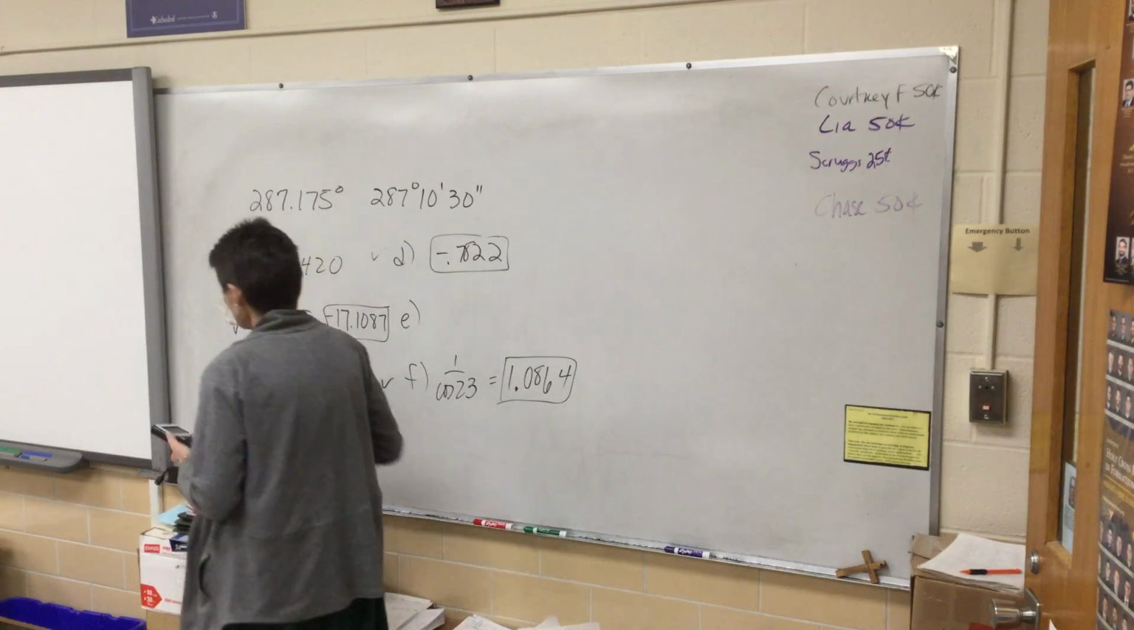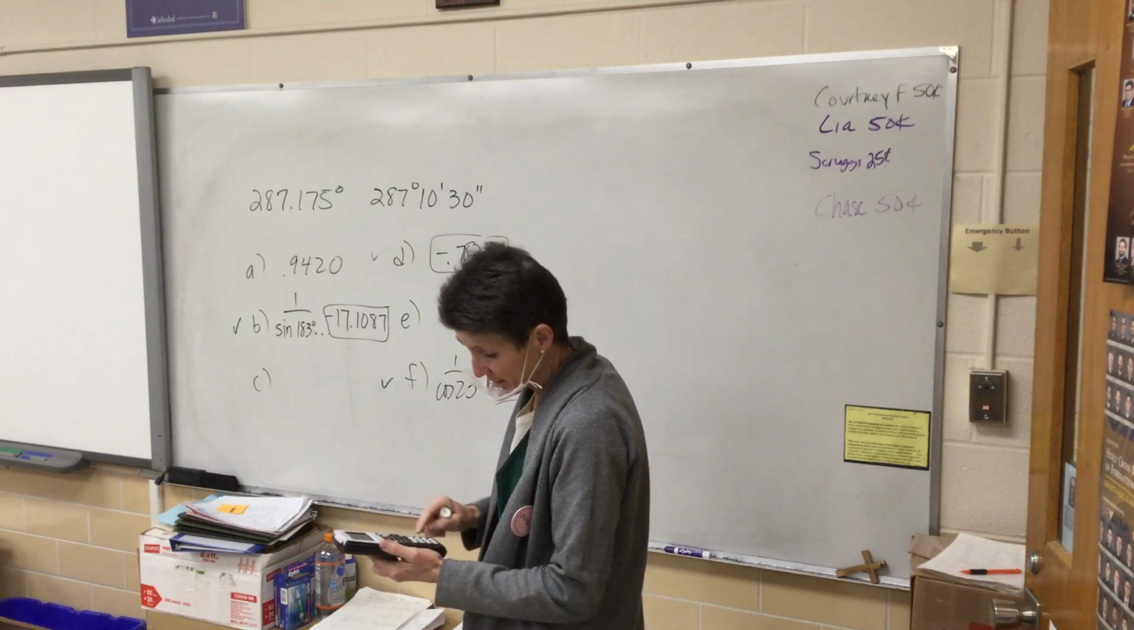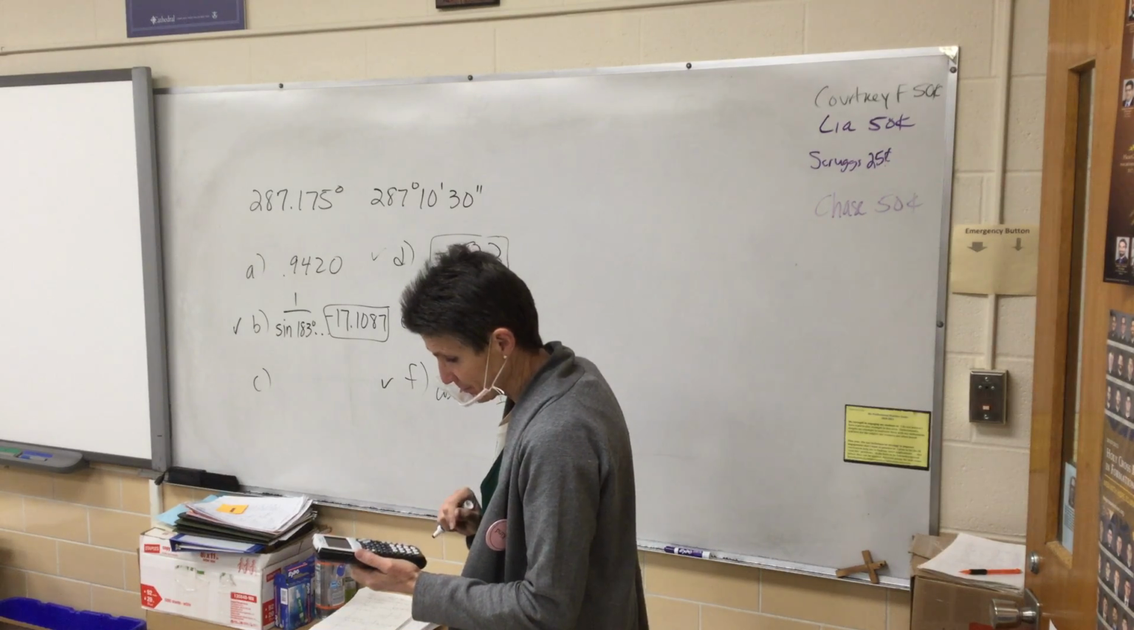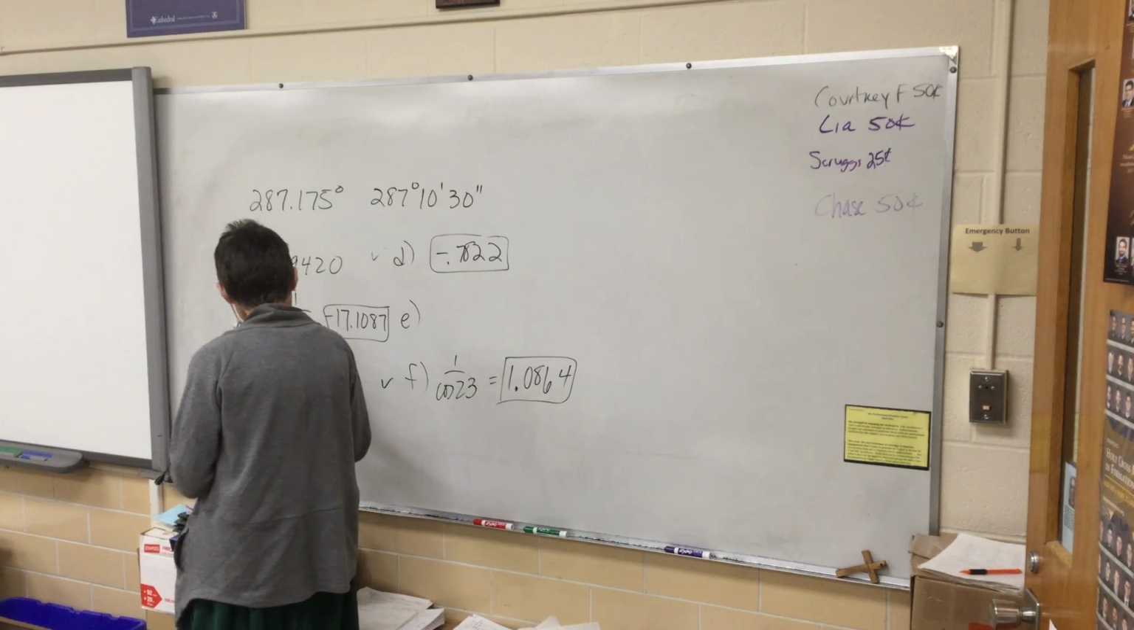There's nothing tricky or special. Just type in what's there. Same with C. Cosine 1.75, nothing interesting there. Negative 0.1782.